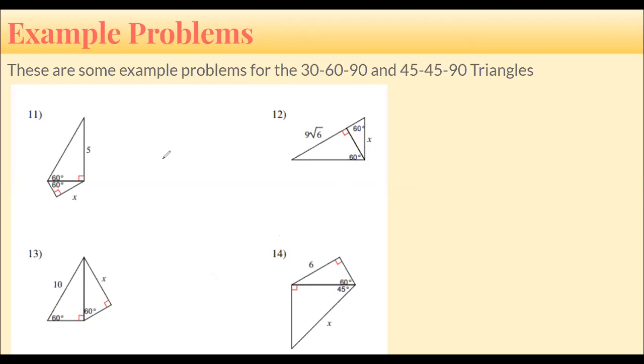Now I want to go over question 14. So we have x right here. Okay. So we see that 6 is opposite to the 60-degree measure, and we have a common side that is opposite to 90 degrees and a 45 degree in this case, okay? 45.